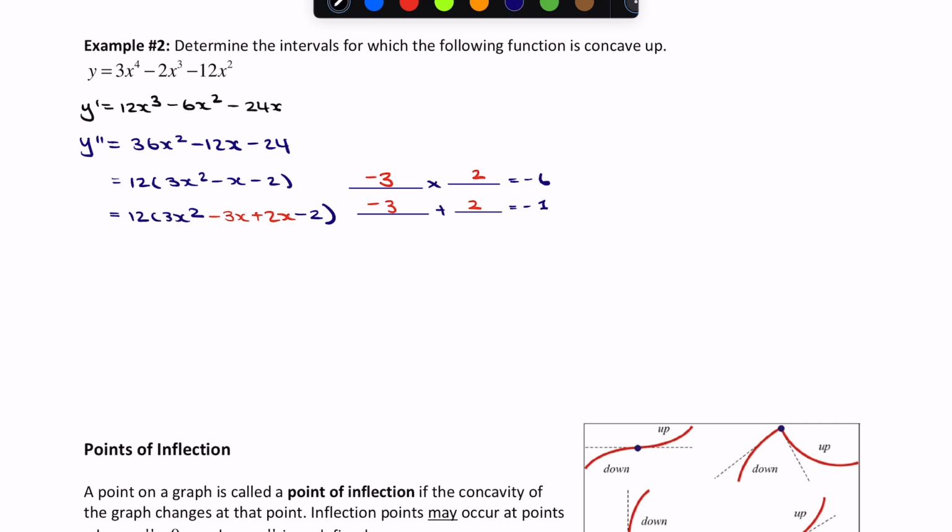And so if we factor again by decomposition, we get 12. We'll factor out a common factor from the first two terms, which is 3x, and we're left with x minus 1. And we'll factor out a 2 from the last two terms, which will leave us with x minus 1. And so here we'll have 12 times x minus 1 times 3x plus 2.